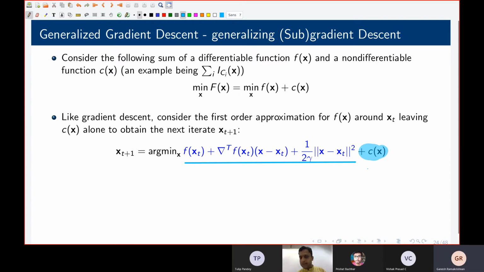So imagine, let's take a motivating example. Say C(x) is the one norm of x. Lasso. But this is after slapping on my first order approximation to the function. Does this become any easier?